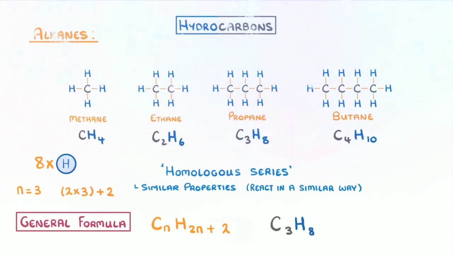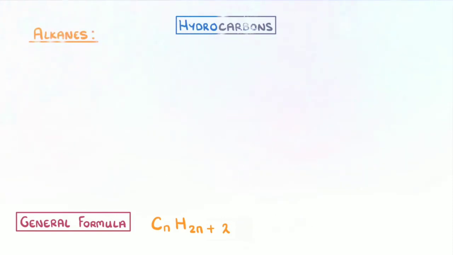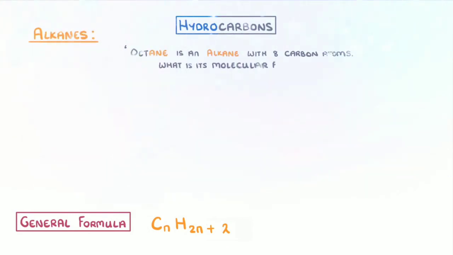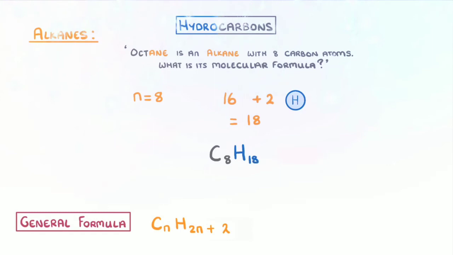Now, you only need to remember these first 4, but you could be asked to use this general formula to work out the molecular formula of much larger ones. For example, octane is an alkane with 8 carbon atoms. What is its molecular formula? Well, we know that for octane, n will be 8, because that's how many carbons it has. So it must have 2 times 8 plus 2 hydrogens, which gives us 16 plus 2, or 18. So its molecular formula would be C8H18.